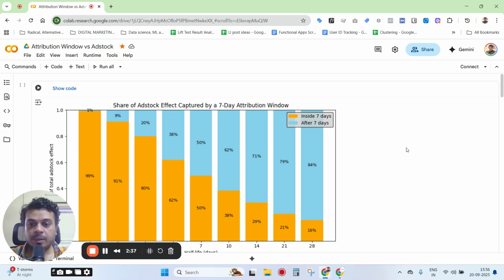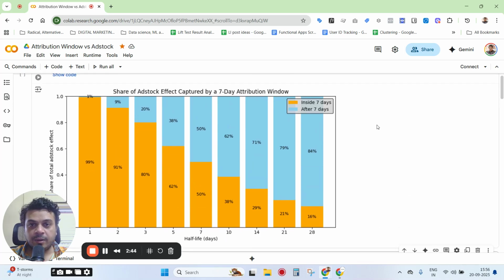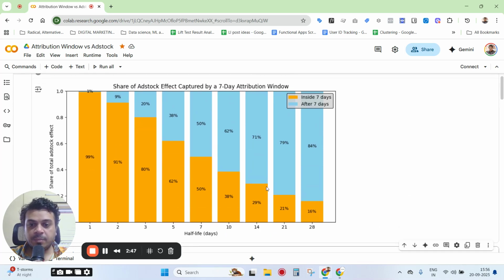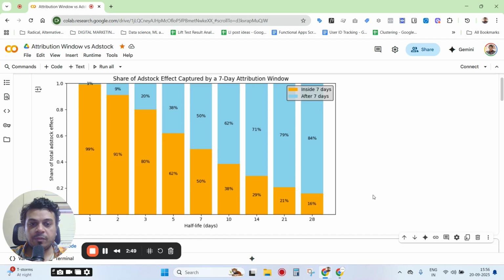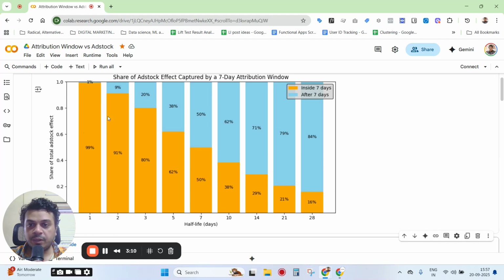If you look at this chart in front of you, it's a very nice way to compare Adstock and the attribution window. You can see something called half-life on the x-axis. Half-life is the time at which the effect of a particular media channel, the effect on sales, on the net outcome that you are measuring, is halved. The point at which it becomes halved is your half-life. That's measured in days on the x-axis. On the y-axis, you have the share of the total Adstock effect.